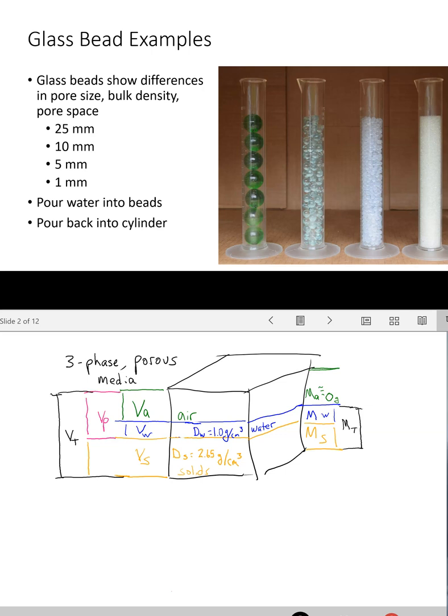We have one more series of calculations to do using the glass beads as examples of soil as our three-phase porous media. The first thing we did was determine the bulk density, looking at the mass of the solid material inside a given volume, the total volume of soil. In this case, the beads represent the mass of the solid particles in the soil, and total volume is the 100 cubic centimeters to which I filled each of these graduated cylinders with the different sized beads.